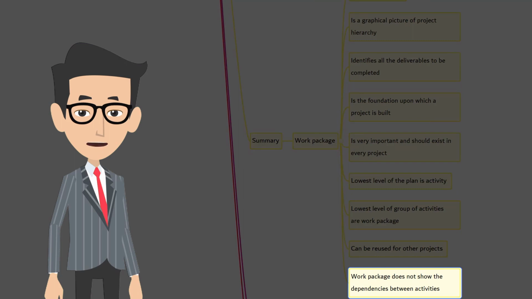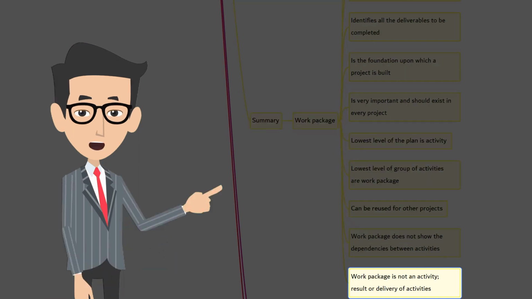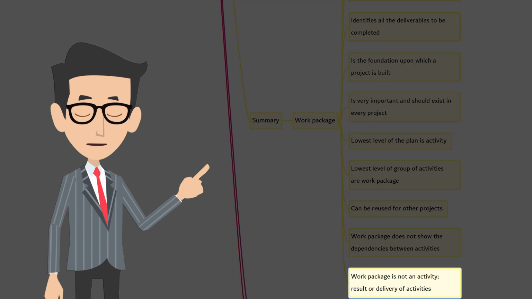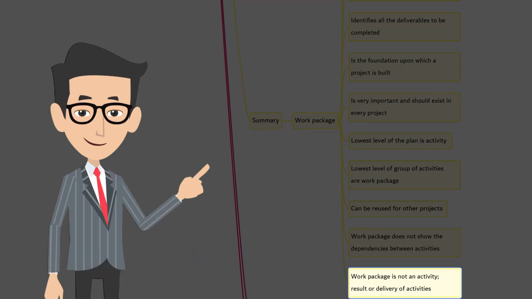In the WBS context, work means a result of an activity, or we call them deliverables. Just remember, a work package is not an activity. It's a result of delivery of that activity. So, a work package should consist of nouns, the deliverables, not the actions or activities.